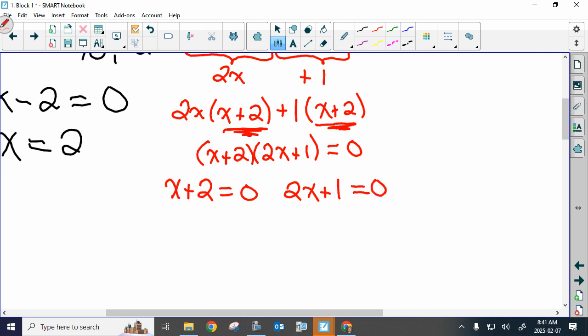We need to set each of these, which are called linear factors because they're each degree 1 factors, equal to 0, and then we solve for x. So I have to subtract 1 and then divide by 2.